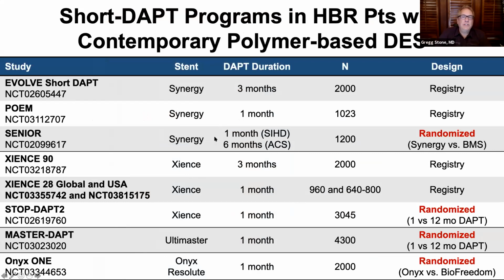And you can see there were studies with the Synergy stent, with the Xience stent, with the Ultimaster, and with the Onyx stent. And some of these were registries, some of these were randomized. Of course, I tend to put much more stock in randomized data. But we have one randomized trial with Synergy, one randomized trial with Xience, the large-scale MASTER DAPT trial, which is still ongoing, and then one randomized trial with Onyx Resolute. And I'm going to talk about these.